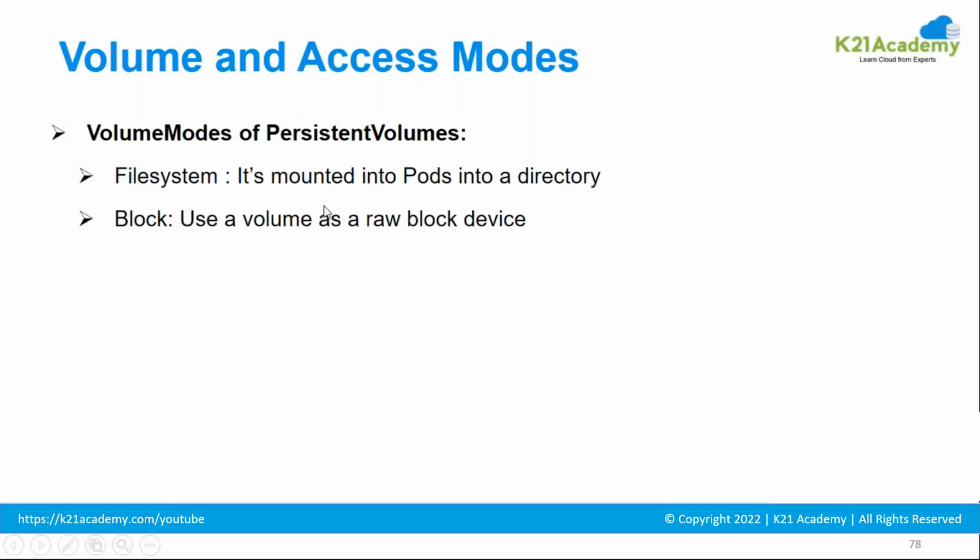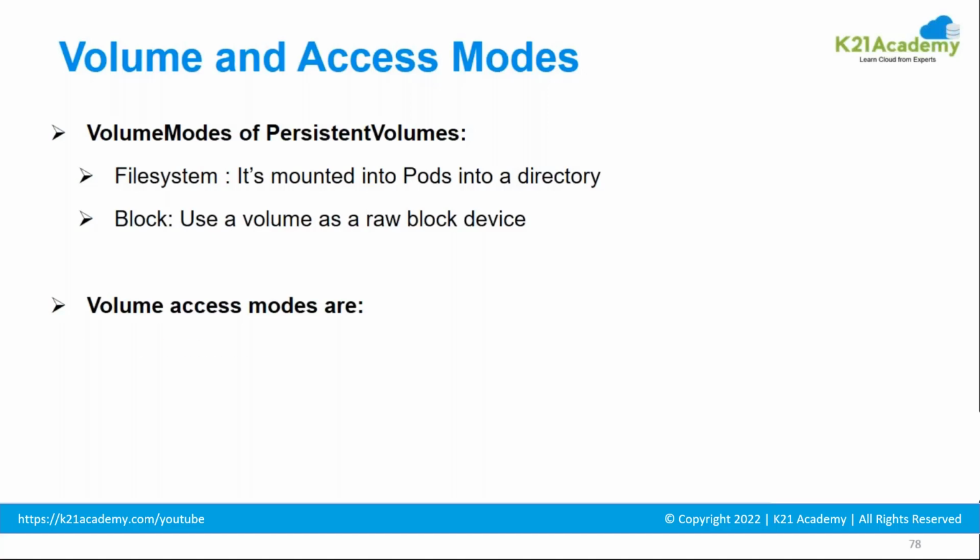There are different modes for persistent volumes. One is file system, another is block. There was a question, do we need to format it and so on? If the use case is to use it as a raw device, you can mount it as block. Or if your use case is files, you can mount it as file system. I think file system is the default.